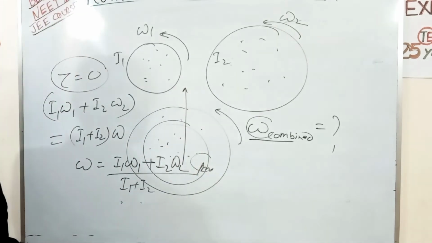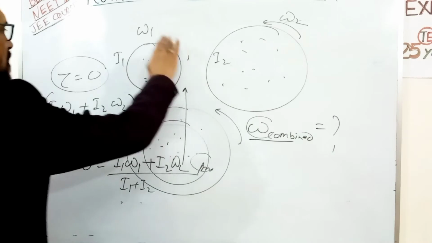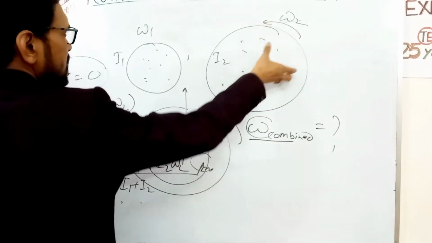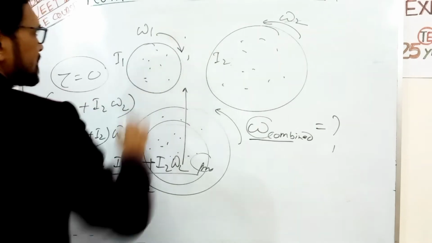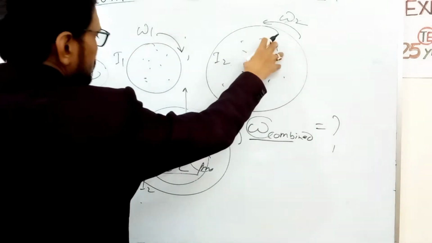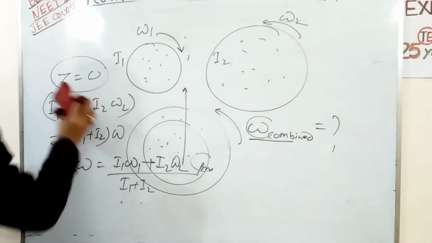Now if the disk rotates about this position, suppose this rotates in this direction anti-clockwise, and this disk rotates in the clockwise direction, and if the disk is placed upon this, then what is the angular velocity?